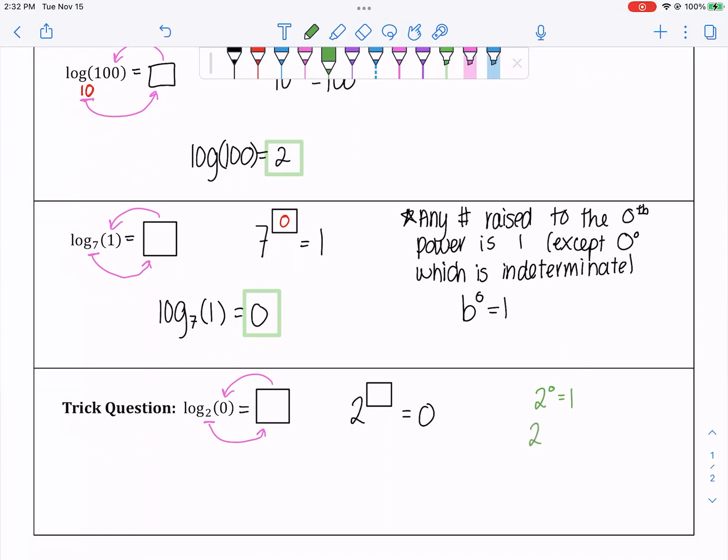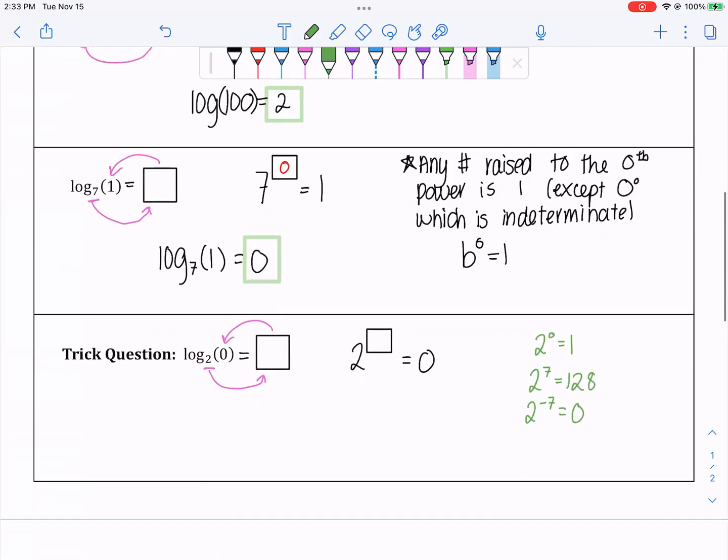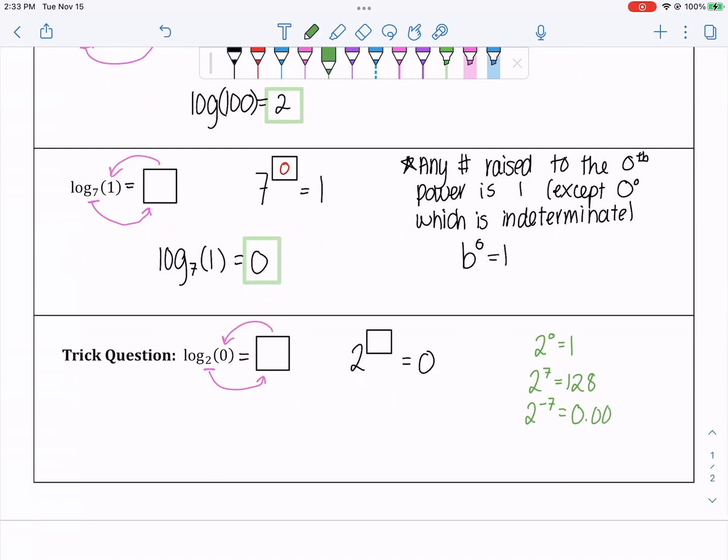And the more positive we make our exponent, like if I do 2 to the 7th, which I don't know off the top of my head. Oops, I just did 2 to the 77th, which my calculator said no to. So if you make the exponent big, it's going to make this number big. 2 to the 7th is 128. 2 to the negative 7th is 1 over 128, but as a decimal, 0.0078125.